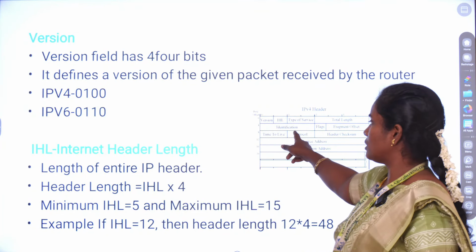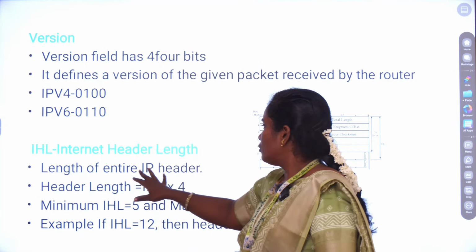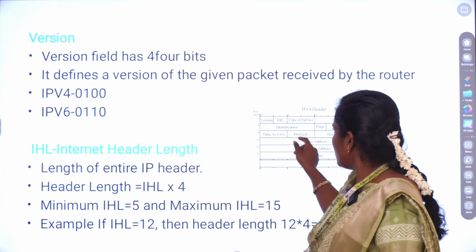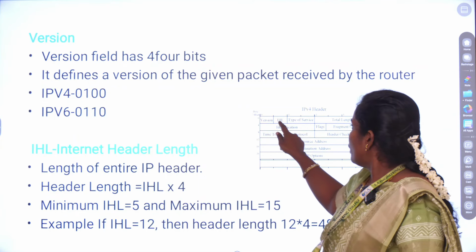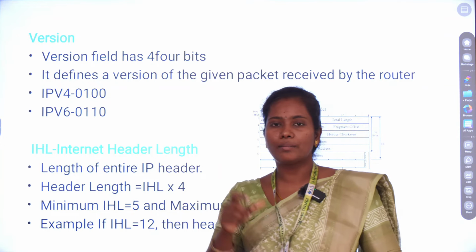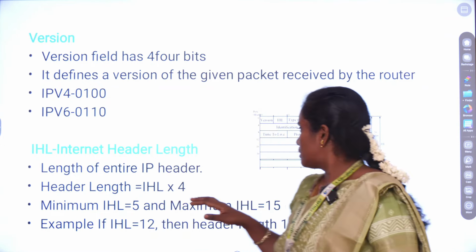The next field is IHL, also called the Internet Header Length. Instead of finding out the entire packet length, we find out only the header length. The minimum value of this header length field is 5. We already said it is mandatory, that means it is a compulsory field. It represents 20 bytes.